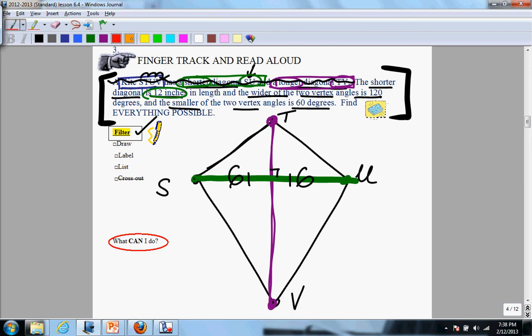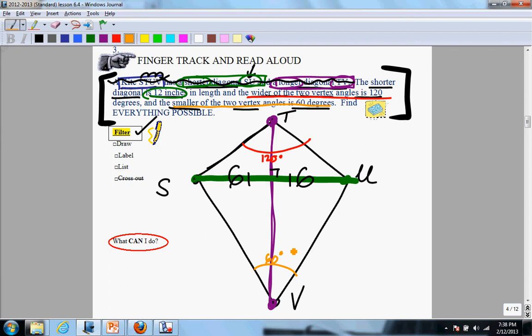And now we're going to talk about the vertex angles. The wider of the vertex angles is 120. This is the wider of the vertex angles, that's 120 degrees. And the smaller of the vertex angles is 60. So that's down here, that's 60 degrees. We're going to find everything possible at this point.